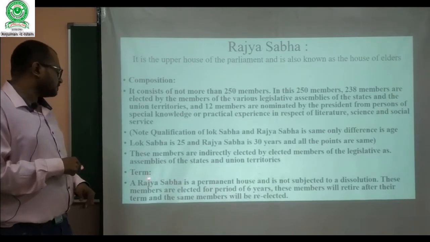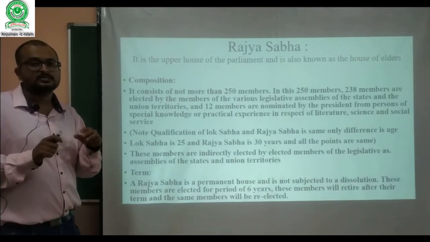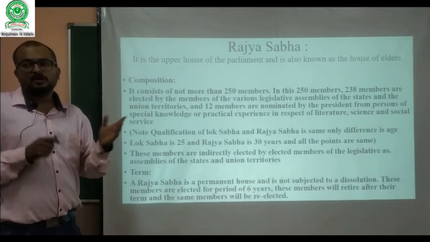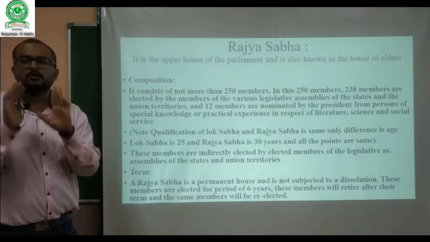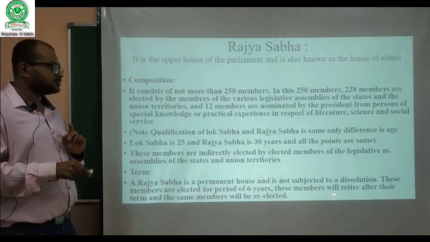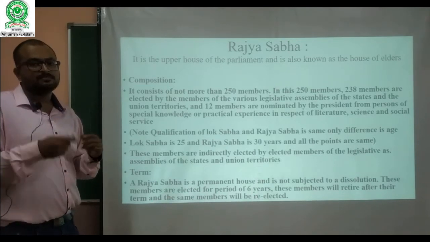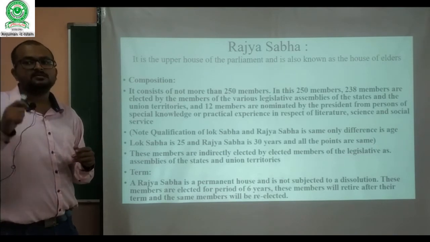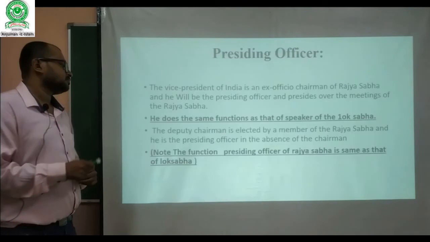Let's come to the term. The Rajya Sabha is a permanent house and it is not subject to dissolution. Unlike Lok Sabha, where one decides to go for election, here the elections are held after 6 years only. These members are elected for a period of 6 years. These members will retire after their term and can be re-elected. If a member has completed the term of 6 years, he can go for election and be re-elected.